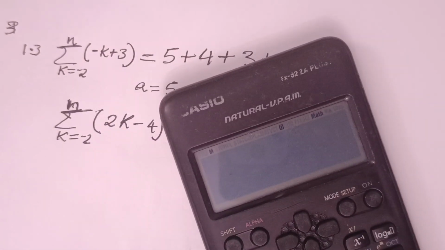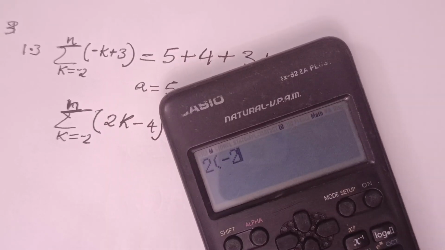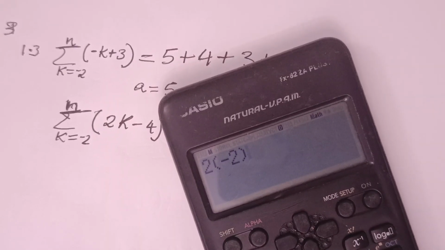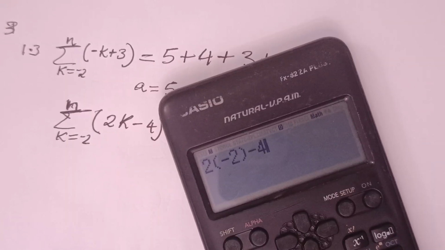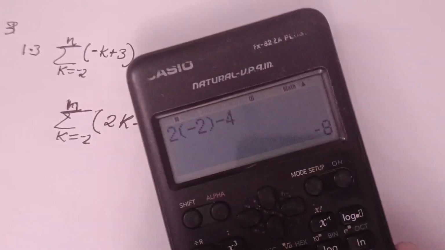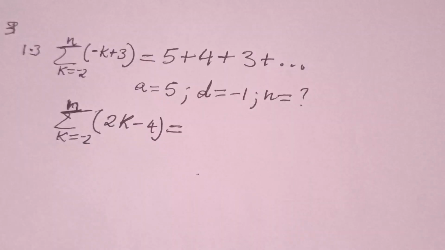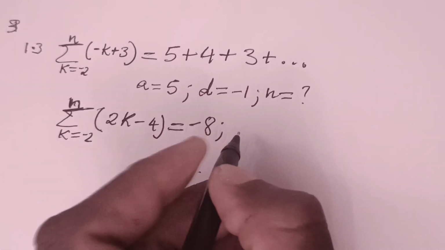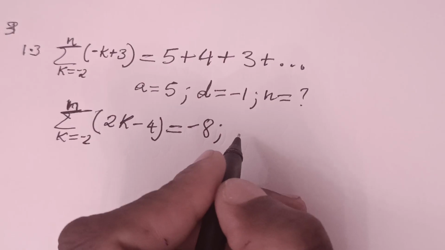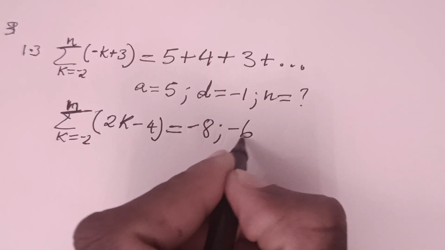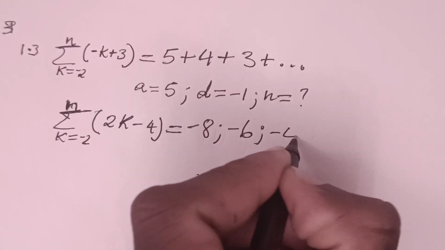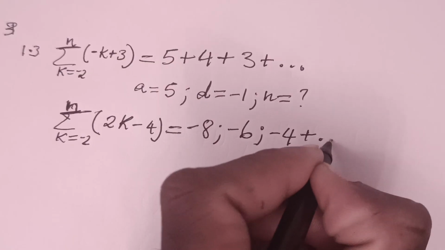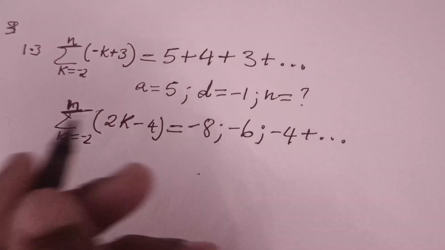Now in this instance, we said from k equals minus 2, so 2 times minus 2, and then minus 4. Using the same method, we realize we have a minus 8. You can use the same method when k is minus 1. You'll realize that you are in fact getting a minus 6, and you'll also get a minus 4, going on and on. We just wanted the first 3 terms.